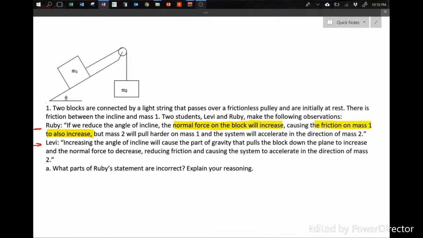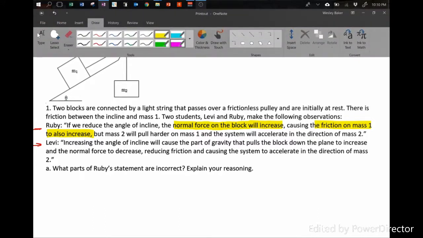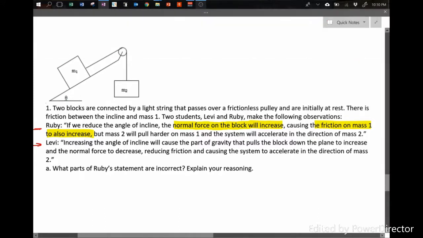But mass 2 will pull harder on mass 1, and the system will accelerate in the direction of mass 2. Let's pump the brakes here. Mass 2 cannot pull harder on mass 1. So that's false. Let's talk about Ruby's statements and why parts of them are incorrect.